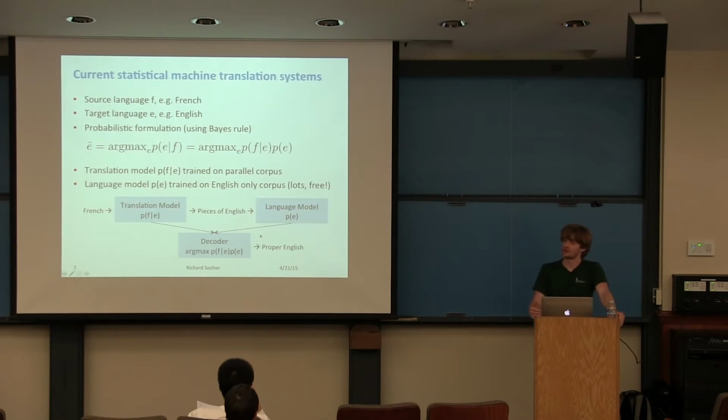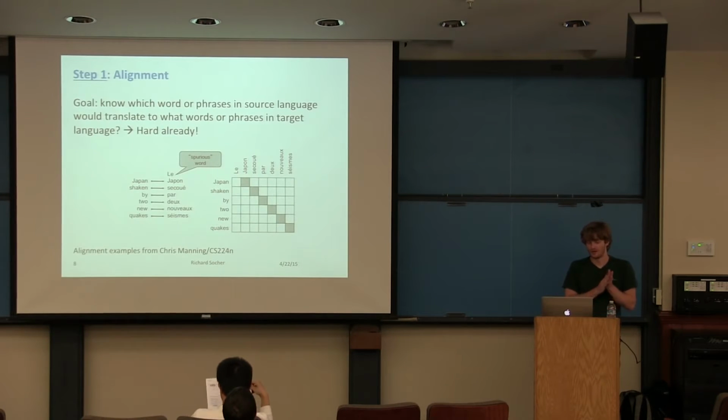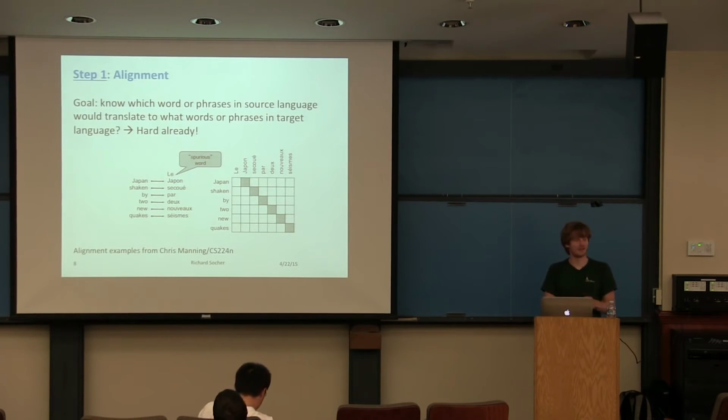So let's look into the very first step of the translation model, which is alignment. So the goal here is to know which word or phrase in the source language would actually translate to some word or phrase in the target language. And the main message here is that very first step is already very hard. And if you took CS224N, from where we have this example, you will remember that you could basically have an entire lecture just on this first step of the alignment between two different corpora.